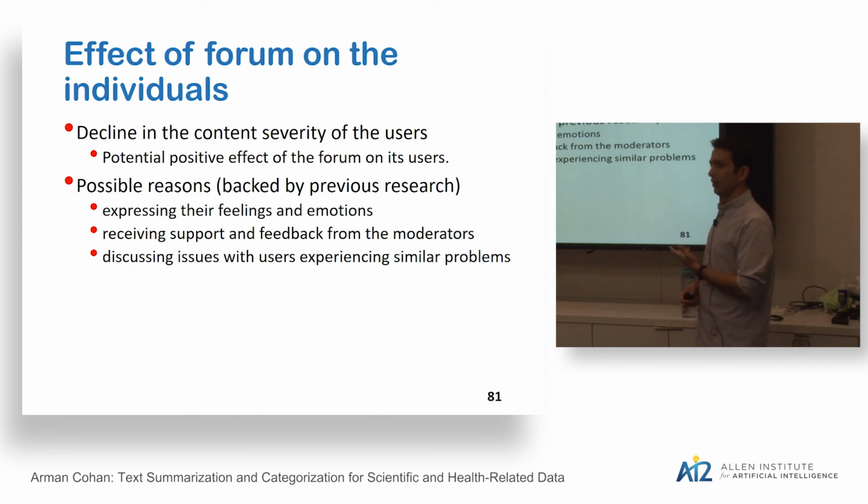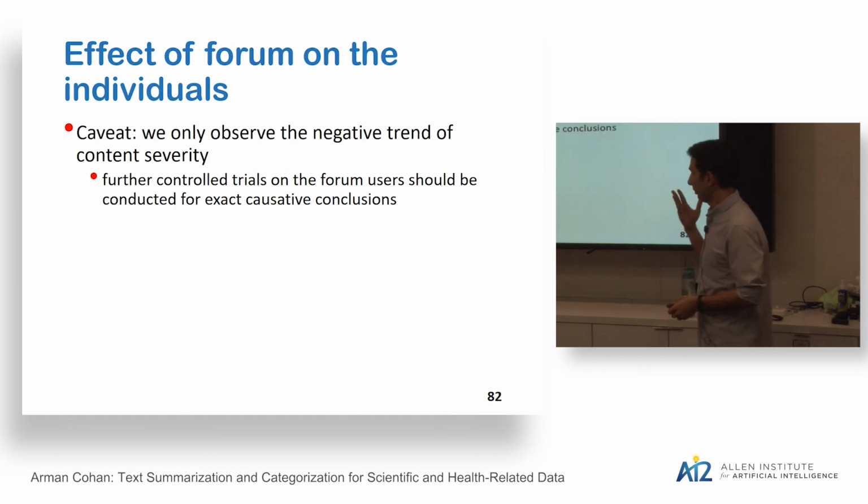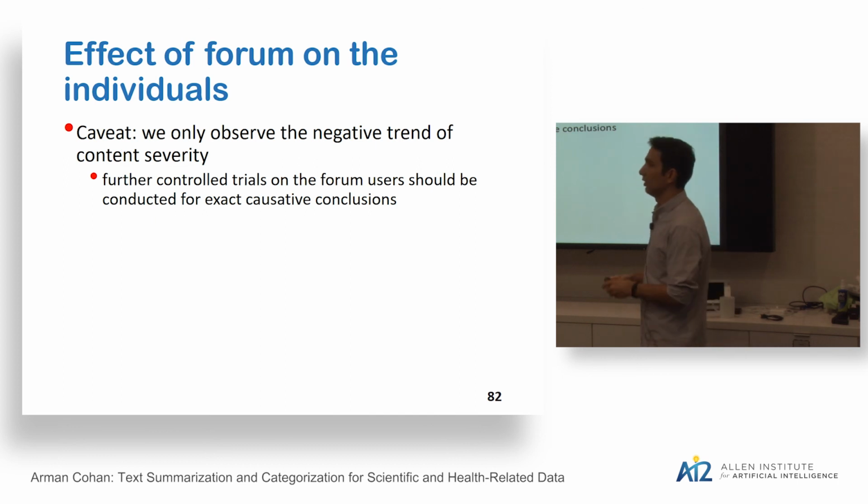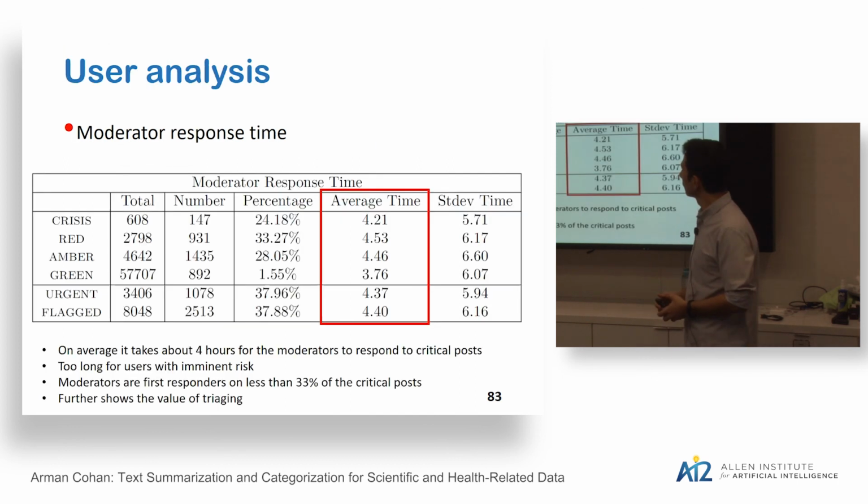So this is backed by previous research, which shows that when people talk about their problems, they feel better, they ask for support, they feel better, and so on. This shows the value of this forum. However, we are not drawing any causal relationships, like saying that these forums are helping users exactly, because we are not controlling for other variables.